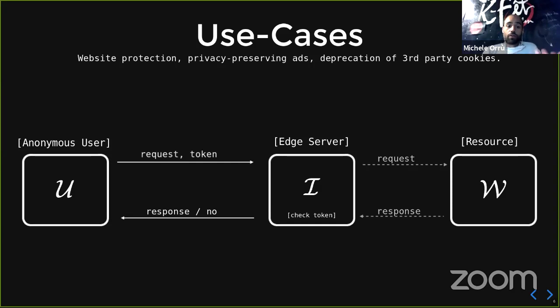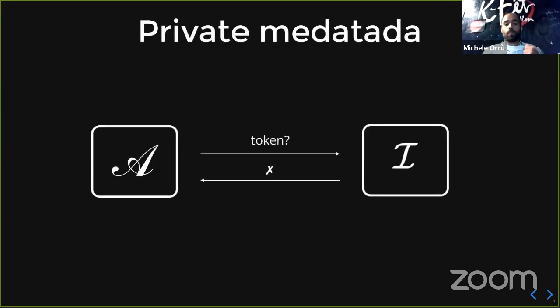And because of the cryptographic properties of these tokens, it is very difficult for the server to understand which user is redeeming which resource, and it's also very difficult for a user to forge tokens and to lead to a spam attack, to a denial of service. Why are we interested in private metadata?